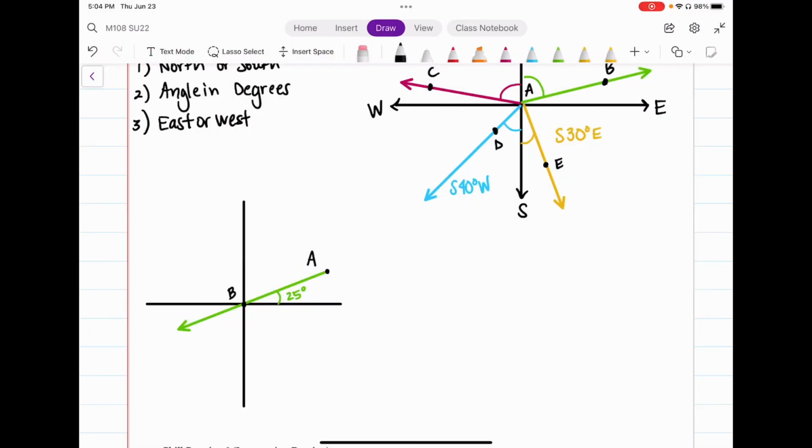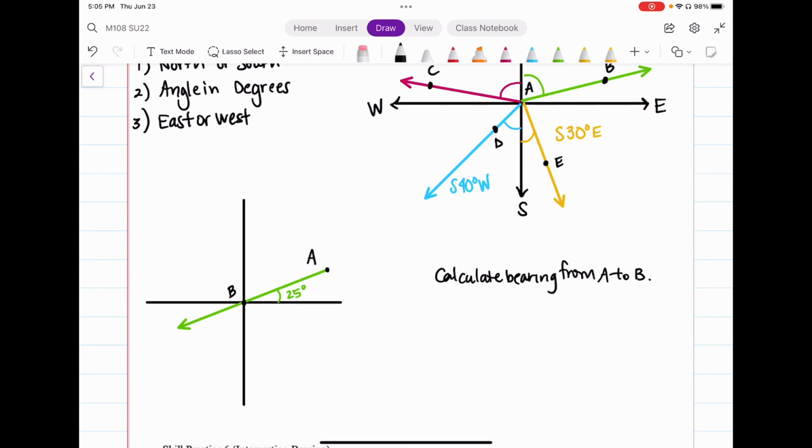We want to calculate the bearing from A to B. In order to do this, we are not talking about from the origin B to A, we're talking about from A to B. So we want to draw a coordinate system at the origin point. So I'm going to sketch a little coordinate system here.